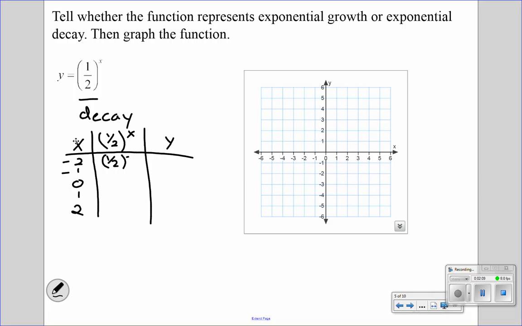1/2 to the -2 is 4. 1/2 to the -1 is 2. 1/2 to the 0 is 1. 1/2 to the 1 is 1/2. And 1/2 squared is 1/4. Once again, we're going to graph it. -2, 4. -1, 2. 0, 1. 1, 1/2. 2, 1/4. So notice that our exponential decay function goes the other way, but once again, we'll never actually touch the x-axis.